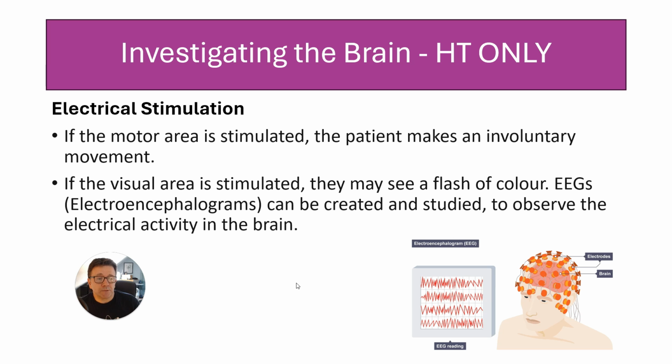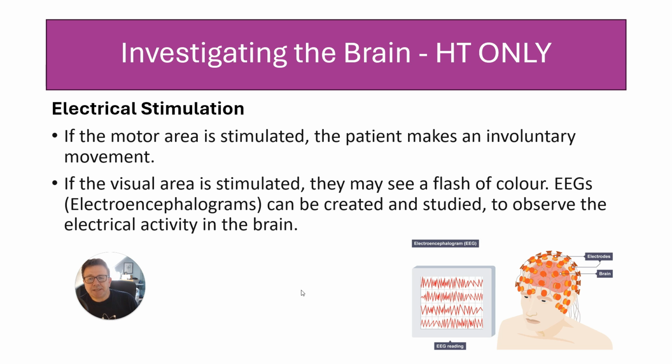Investigating the brain could be a more applied question, and this would be higher tier only. They might give you information about electrical stimulation, so you're stimulating a motor area of a particular part. The patient makes an involuntary movement. Also, if a visual area is stimulated, they might see a flash of colour.